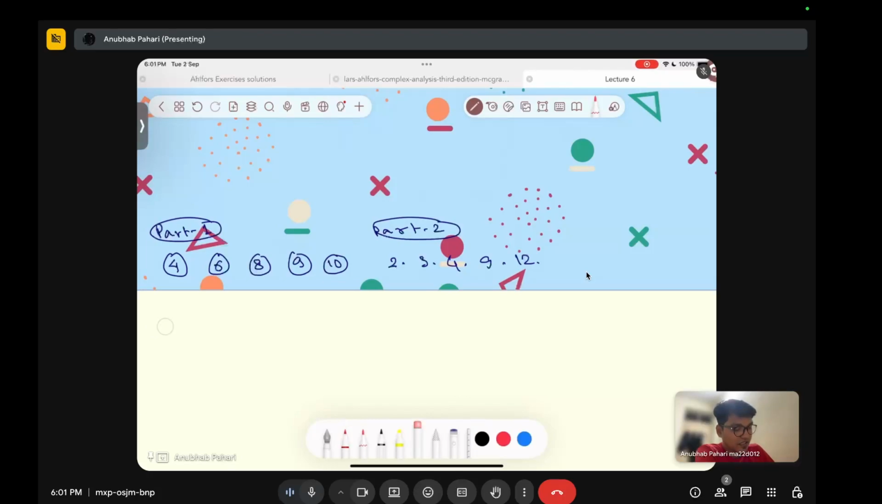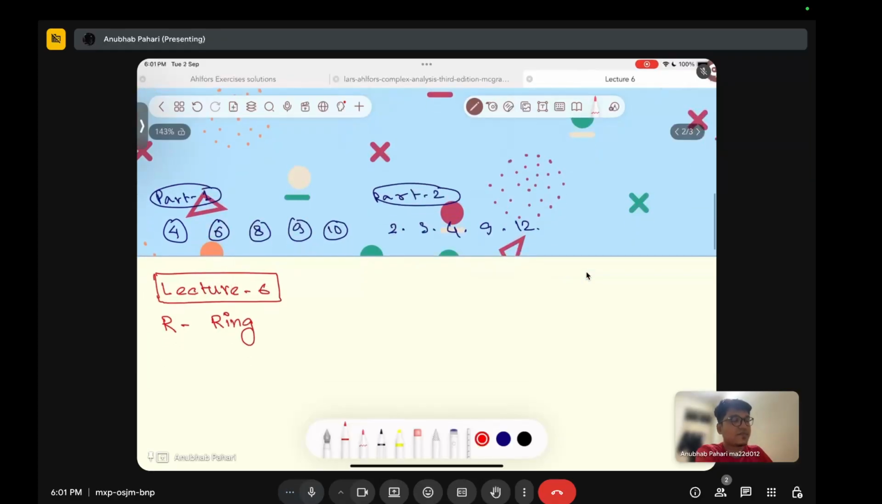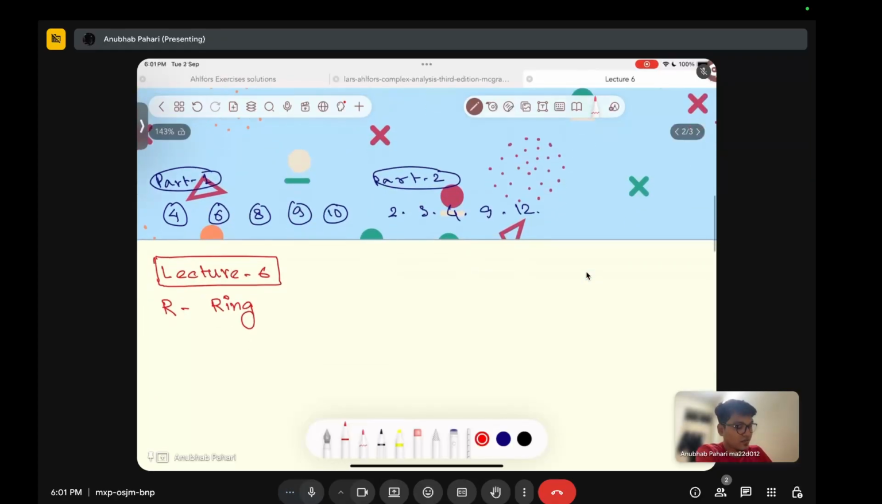So first let us say this is lecture 6 and the contents are ring theory and everything, and let us say that R denotes a ring, maybe with identity, but anyway. Okay, so start with our first problem.